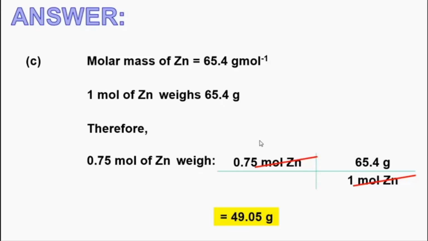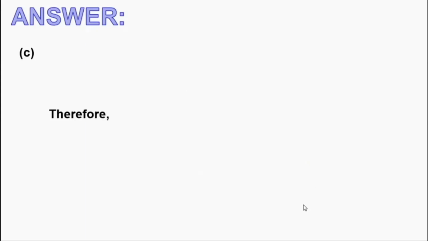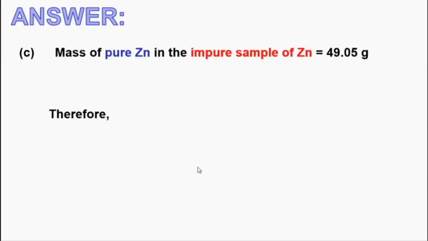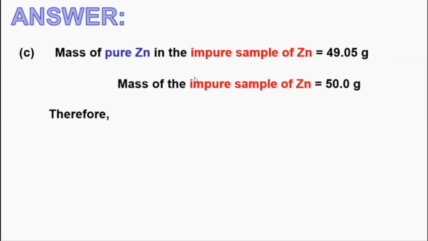Okay guys, so this is the mass of zinc reacted in the reaction. Since we want to determine the purity of zinc in the sample, this is the mass of pure zinc in the impure sample of zinc. We have just calculated that, and given in the question, the mass of the impure sample of zinc is 50 grams.